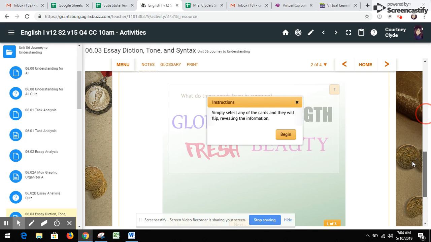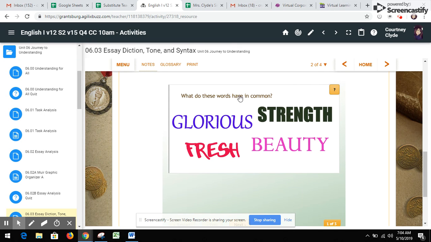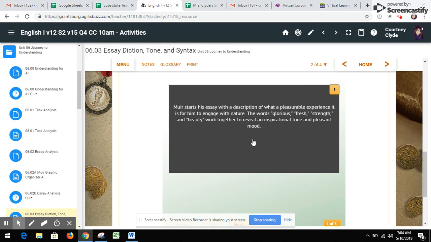All right, so we can look at some of the words. So he used the word glorious and the word fresh and beauty and strength. So it's saying, what do these words have in common? Muir starts his essay with the description of what a pleasurable experience it is for him to engage with nature. The words glorious, fresh, strength, and beauty come together for more of an inspirational tone and a pleasant tone, right? If something's very fresh, like we always kind of want fresh produce, right? Or fresh things or fresh flowers. Beauty, it's aesthetically pleasing, right?